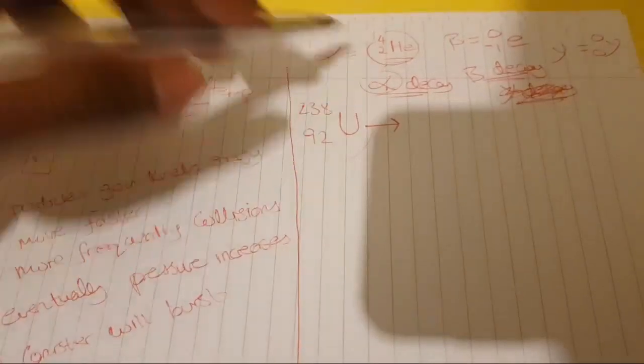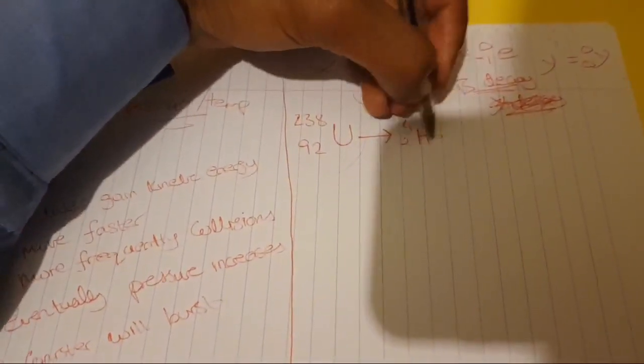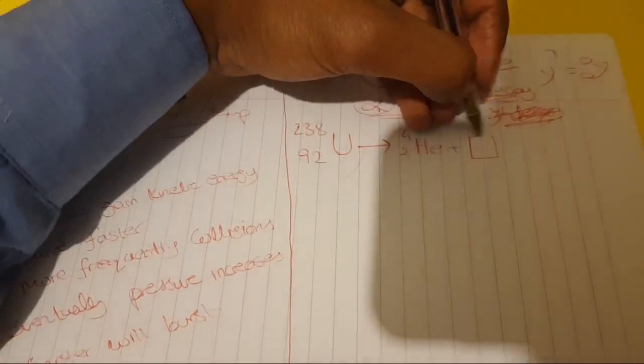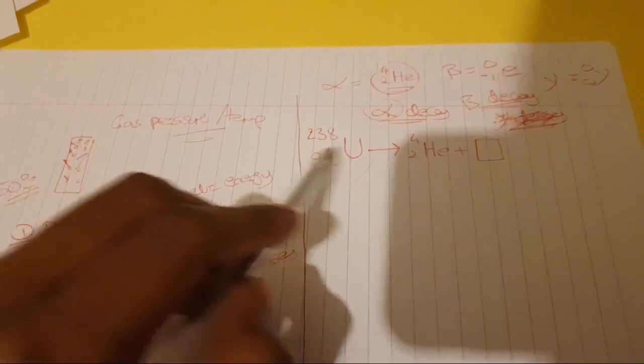So if uranium undergoes alpha decay, alpha is 4 and 2, so you just place 4 and 2 there. And then you're going to get a new nucleus, because you start with something very heavy and it wants to become lighter.